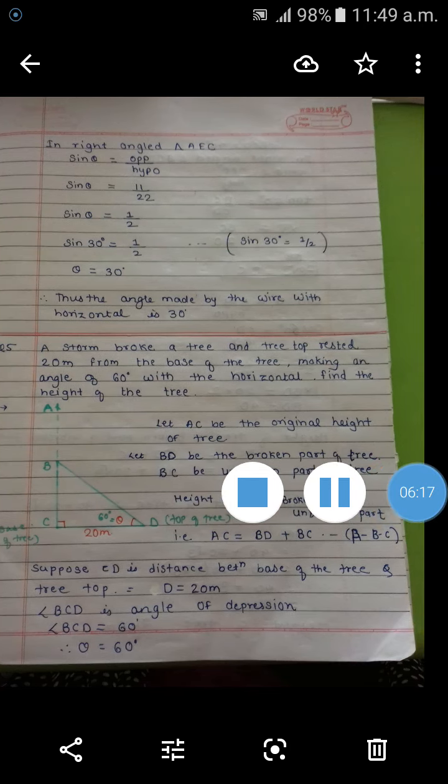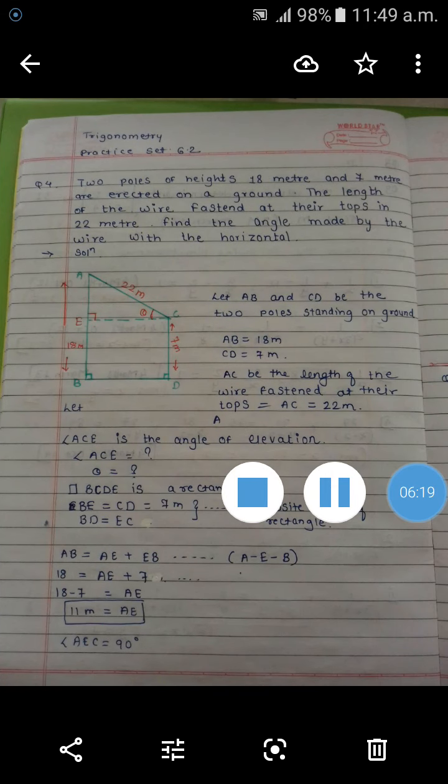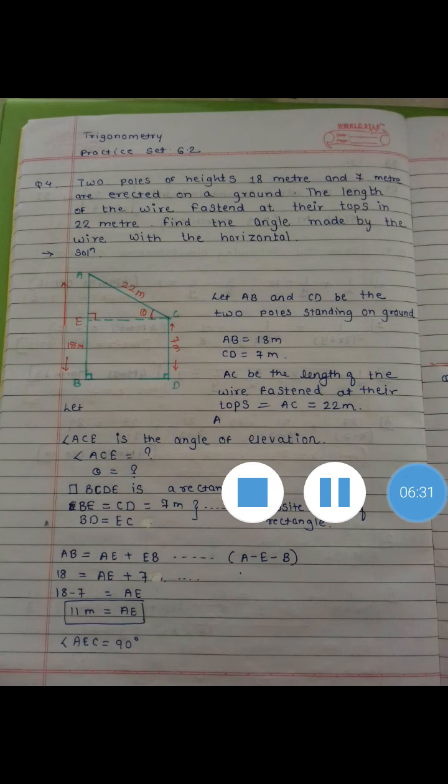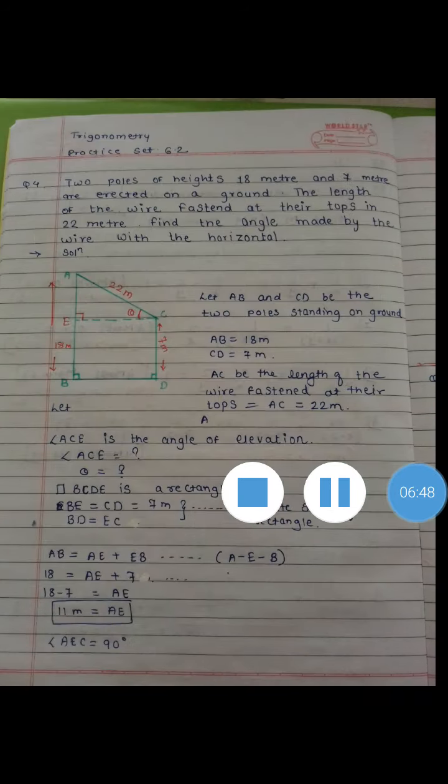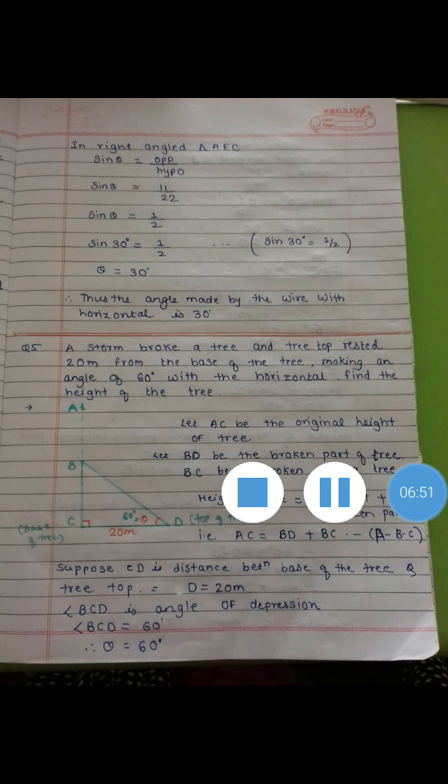Why did we take sin theta, opposite upon hypotenuse? Because if you observe, EC length is not given, but in triangle AEC, theta is at C, and the opposite side AE we found out, and AE was 11. So AE we know and the length of AC we know. It means the opposite side of the given angle theta we know, and the hypotenuse we know. So opposite upon hypotenuse is the ratio of sin theta. So that's why here we took the sin theta ratio.